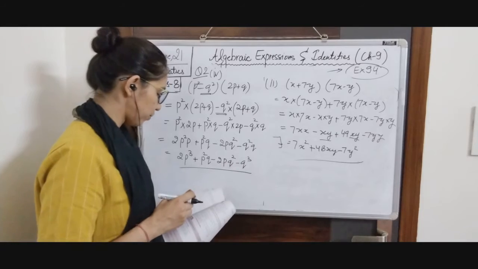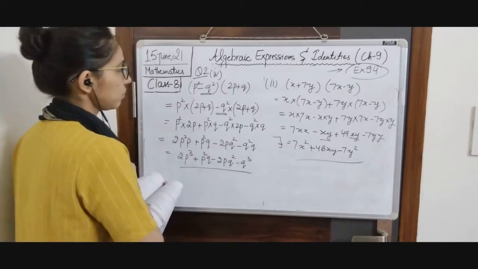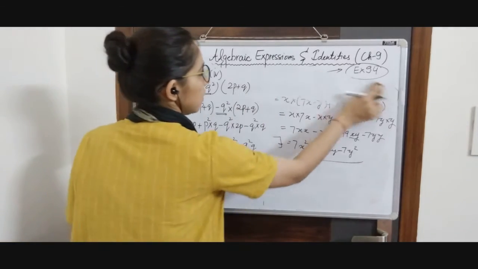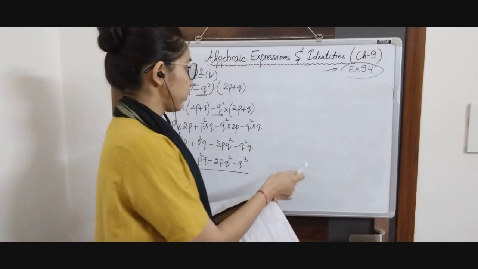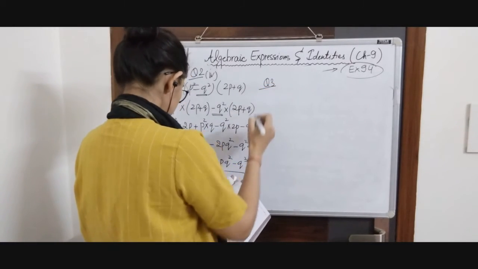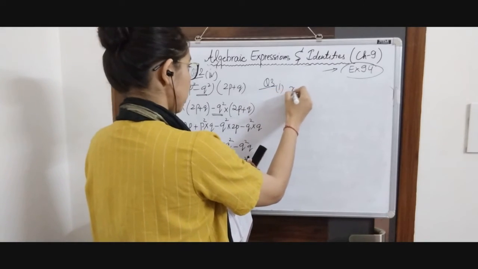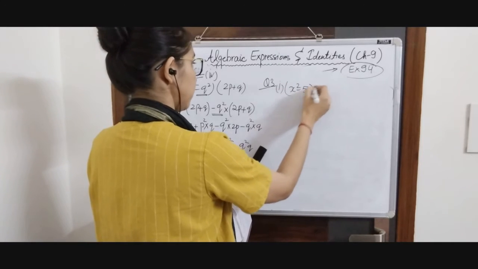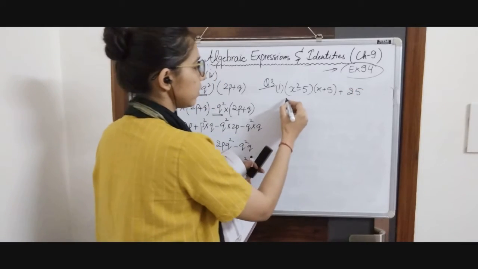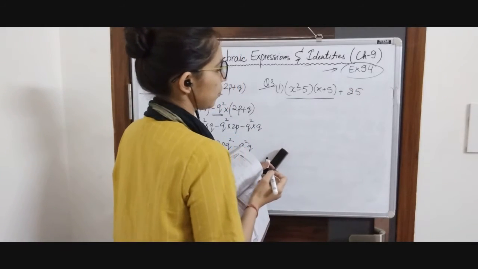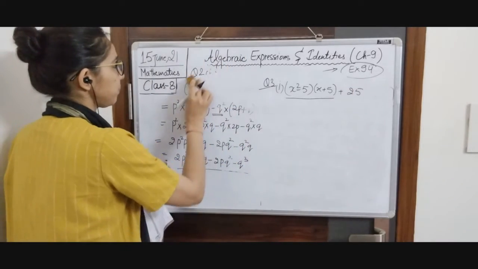Question number 3, we have to simplify. Next we are going to do question number 3. In question number 3 we have the simplification of the given expression (x square minus 5)(x plus 5) plus 25. So you will find the product of these two binomials first and you will add this number.